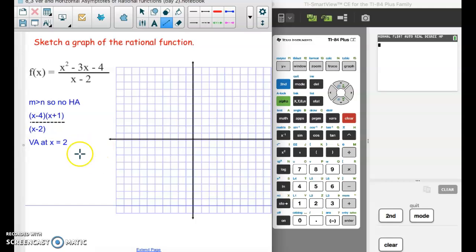Oh, there's my asymptote line. So I'm going to make an asymptote line at x equals 2, vertical asymptote. There is no horizontal asymptote. And so then I want to see how the graph looks. Where is it on here?